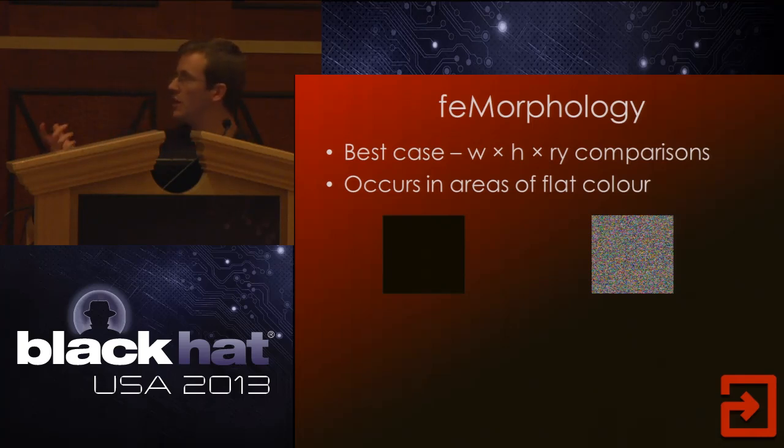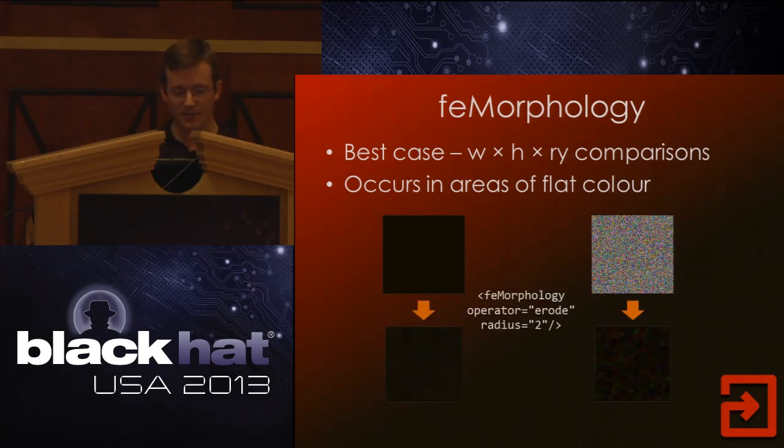And if your image is completely random and noisy, there's no flat areas, then you're always going to hit the worst case. So we have two inputs that we can give to this filter. If we apply FE morphology to those two inputs, we get those two different outputs. You can see on the bottom right one, it's kind of gone all blotchy. But basically, on the right-hand side, that will be a lot slower to apply this filter to.